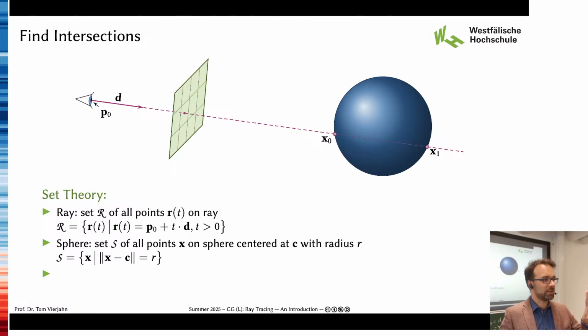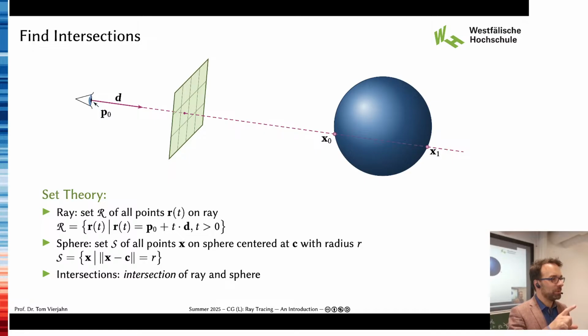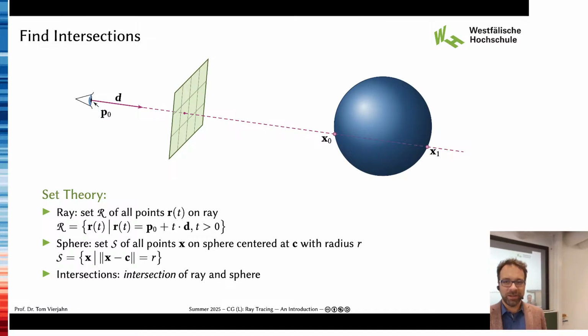Now you have two sets. Do you know how to find the intersection of two sets? Because we need to find intersection points of the ray and the sphere. So yeah, we need to find the intersection of ray and sphere. How do you write that down using the operations that you know from set theory? Is there an operator? Yeah, of course.